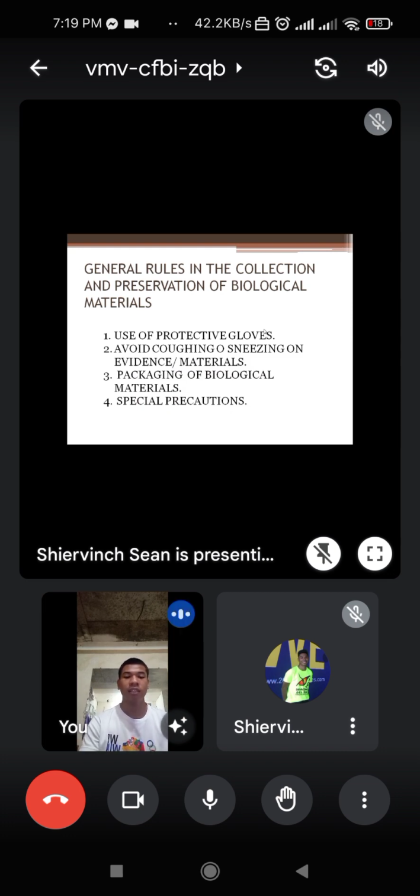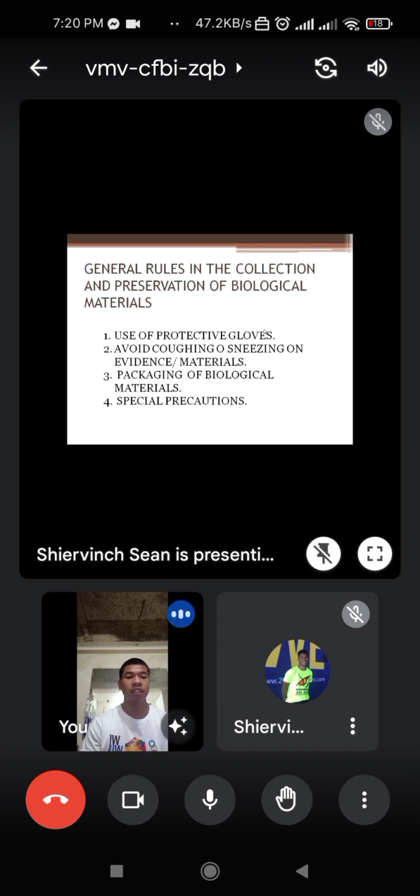Next is packaging of biological materials. In packaging biological materials, you must use paper packaging for all biological materials or materials that are soiled with biological matter, and also separate outer packages to be used for trace evidence. Do not mix materials or samples from different people, and fold the opening of the bag twice and seal it with tape.